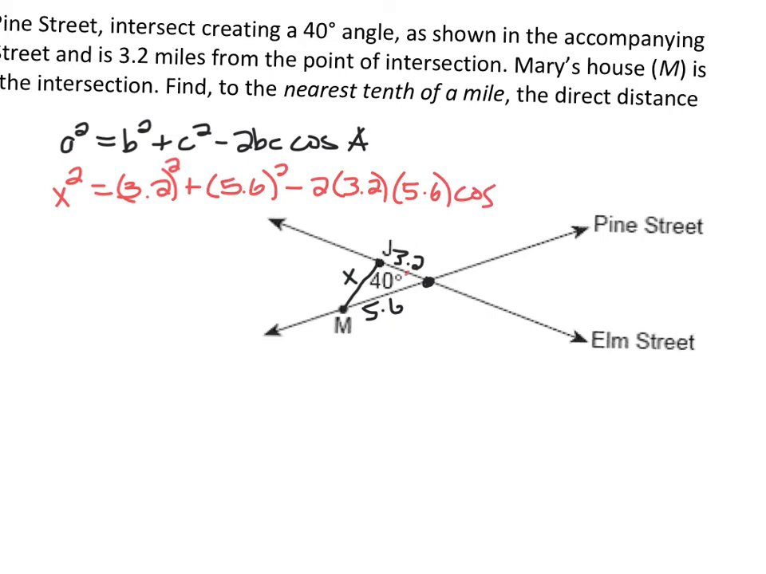Now this 40-degree angle is this one in here. That is the angle that's across from the side we're solving for. So that's the angle that goes here, so we're going to put 40 degrees. Now, when we're solving for a side with the law of cosines, those are the ones we like. Those are nice and quick, right?